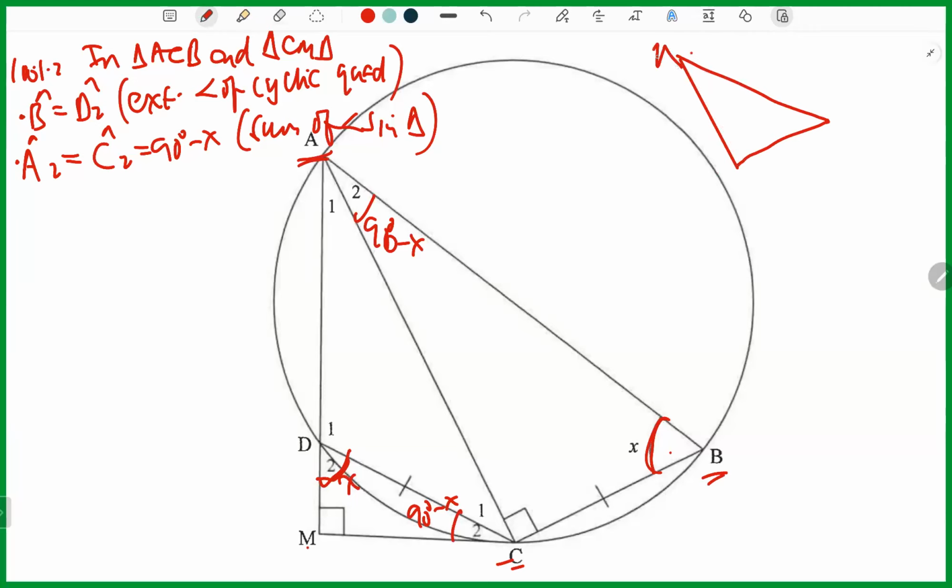Right, so this is A and this is C and this is B. 90 degrees. So this one is 90 degrees minus X. X.